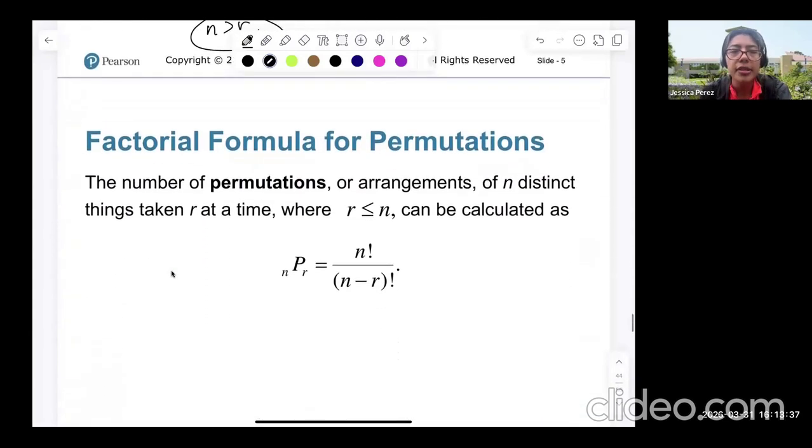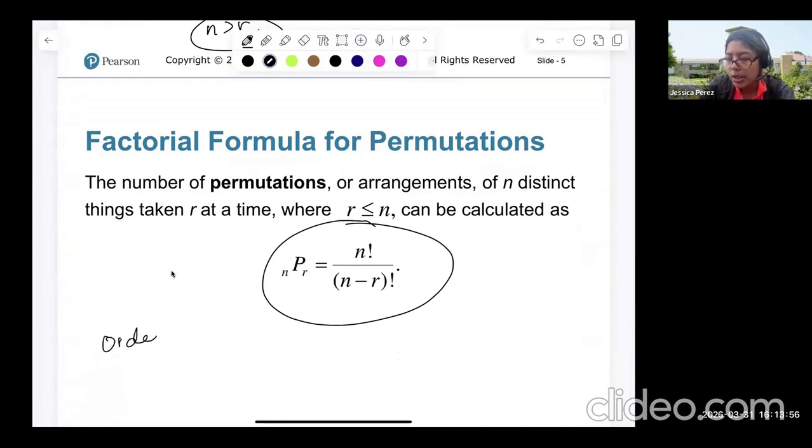Now, we have this factorial formula for permutations, where we are going to take, again, r to be less than or equal to n. It can be calculated using this formula, n factorial over n minus r factorial. You're going to be taking arrangements of n distinct things r at a time, where in a permutation order matters. That's key. So the order of the arrangements matters when we're doing a permutation.